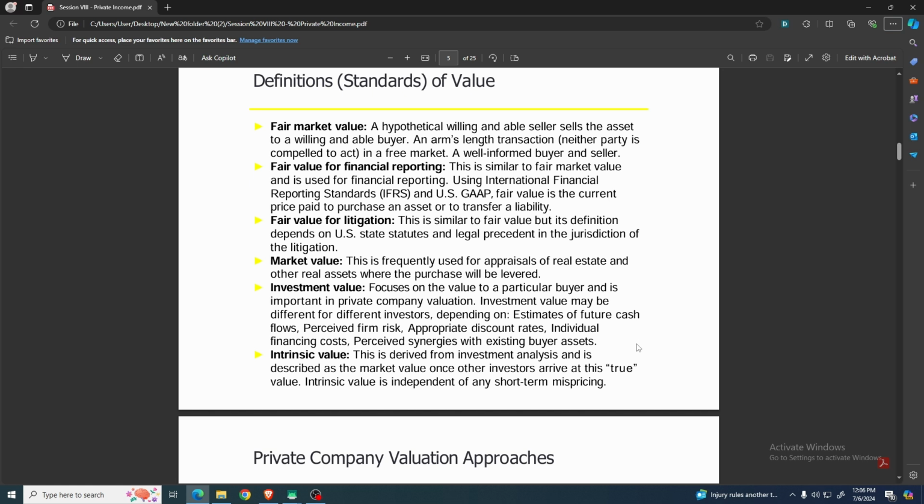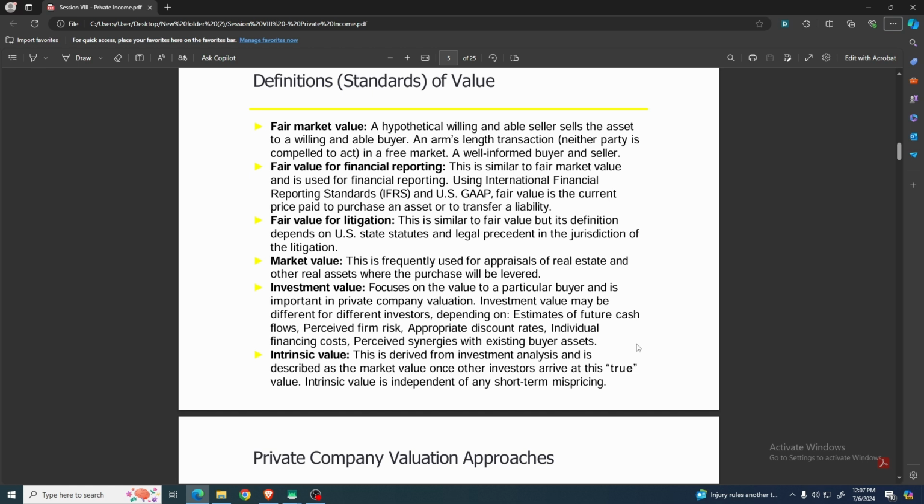So this standard is applied in cases such as shareholder disputes, divorce settlements, or damage claims, which we have just discussed earlier as reasons to perform valuation. So let's take an example where a shareholder dispute, where a minority shareholder is being bought out, fair value might be used to determine the compensation owed to the departing shareholder.